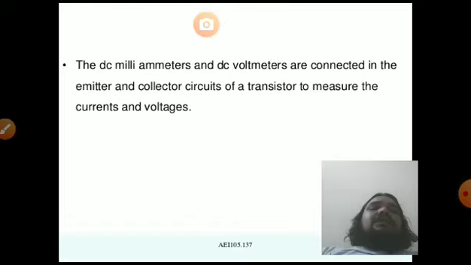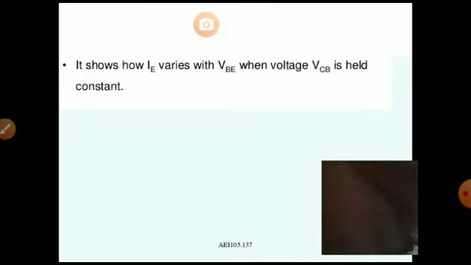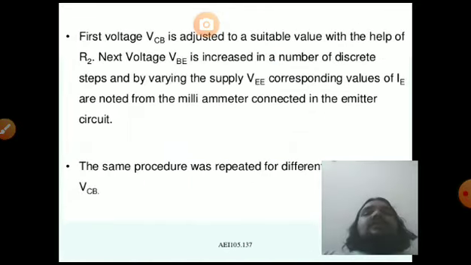The DC milliammeters and DC voltmeters are connected in the emitter and collector circuits of the transistor to measure the currents and voltages. It shows how IE varies with VBE when voltage VCB is held constant. First, voltage VCB is adjusted to a suitable value with the help of R2.